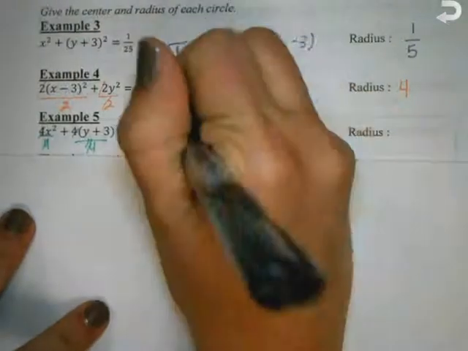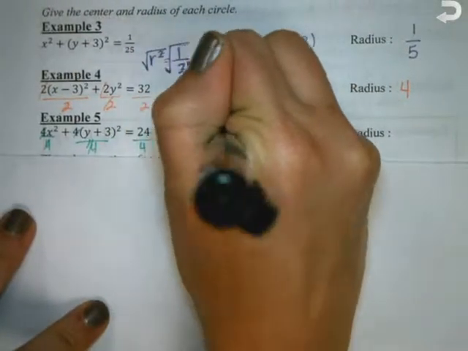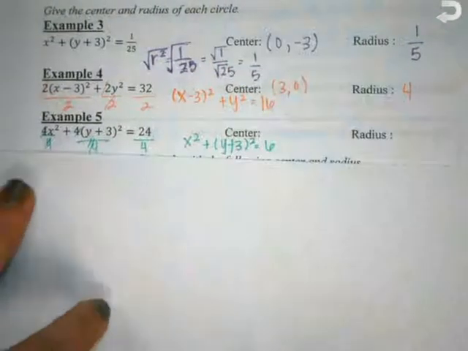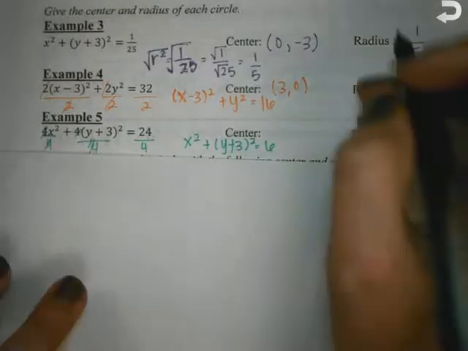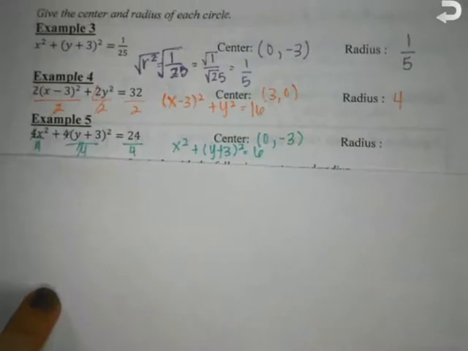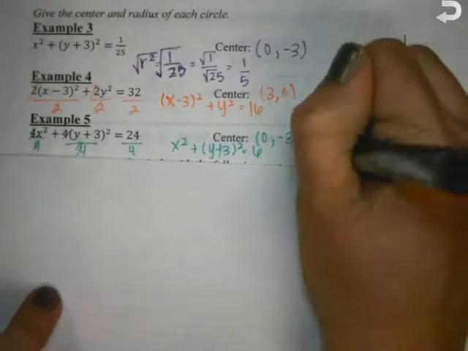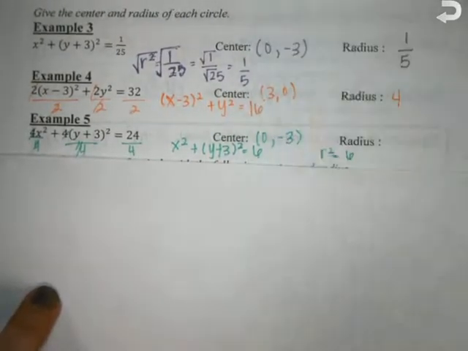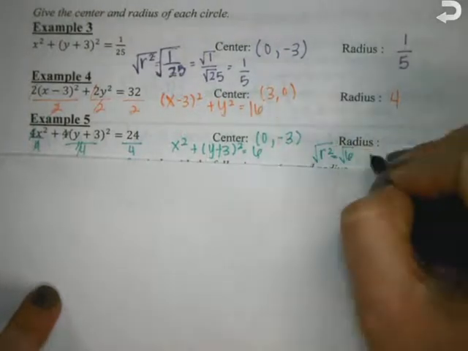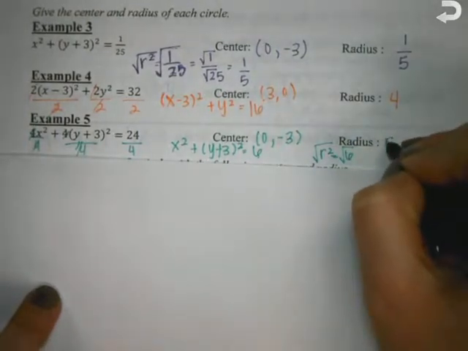So what's the center there? 0, negative 3. Good. Okay, so my radius, or r squared, is equal to 6. So that means I'm going to take the square root of both sides, so r equals what? Just square root 6. Can I simplify that any more than it already is? No, so we can leave it just like that and it's totally fine.